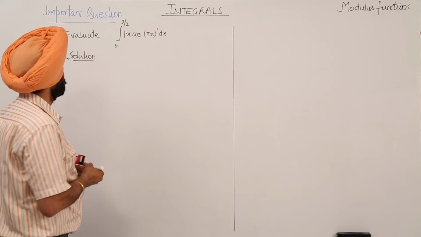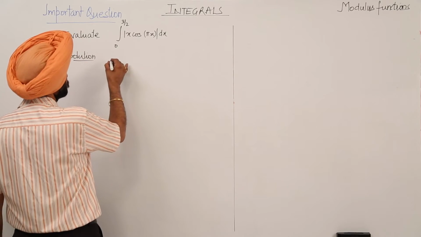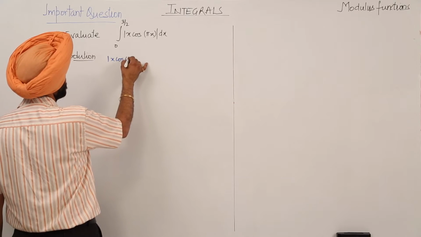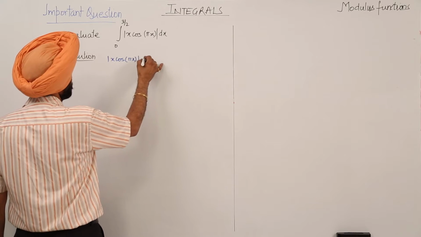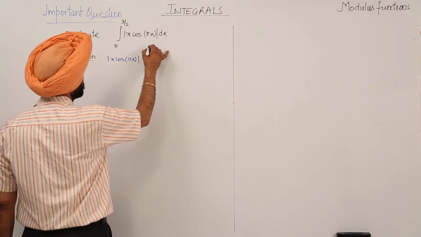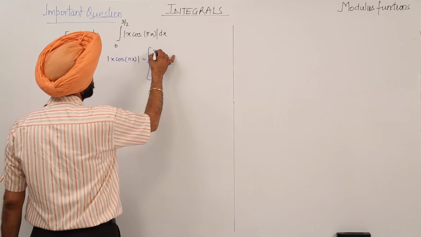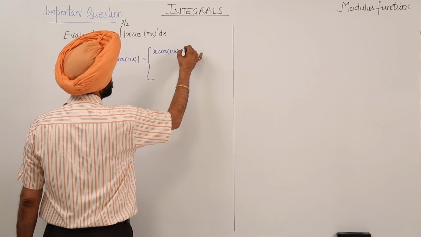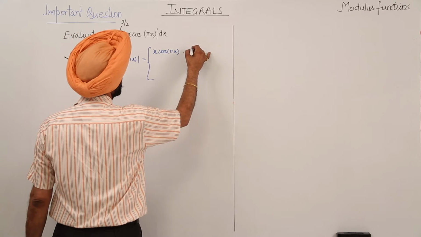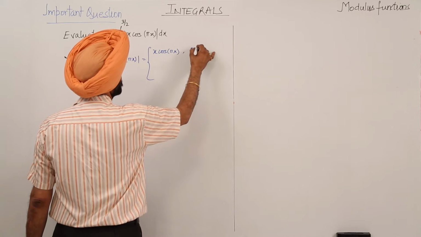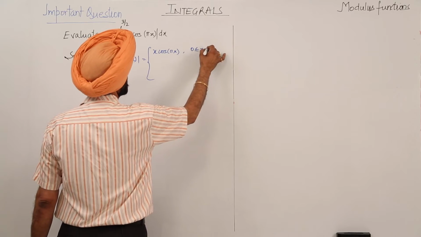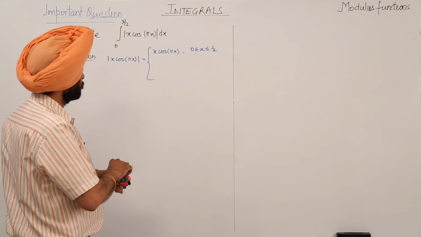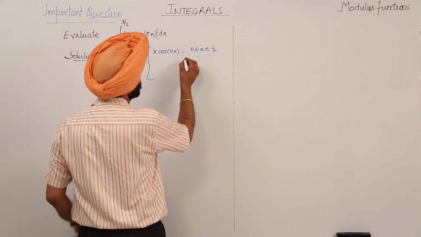Very important question. Okay. Now to this, what we can write is x cos pi x. Now this is equal to positive x cos pi x when 0 ≤ x ≤ 1/2. Now what I have done is to this part. Now can I write it?